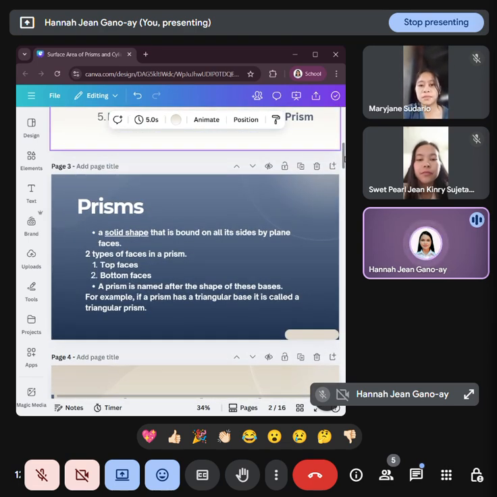A prism is a solid shape that is bound on all its sides by plane faces. There are two types of faces in a prism, the top face and the bottom face. The prism is named after the shape of these bases. For example, if a prism has a triangular base, it is called a triangular prism.